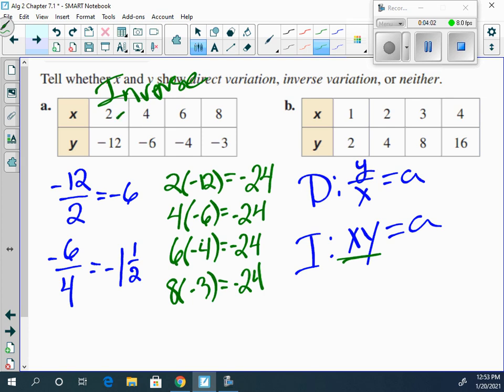Now, if we look at the numbers, 2 to 4, 4 to 6, 6 to 8, each x value is going what? We're adding 2 to it. It's increasing by 2, yes? Well, on the negative side, it's a little weird to see, but the negatives are decreasing. They're getting smaller. So this one here would be inverse. This here is an inverse variation.